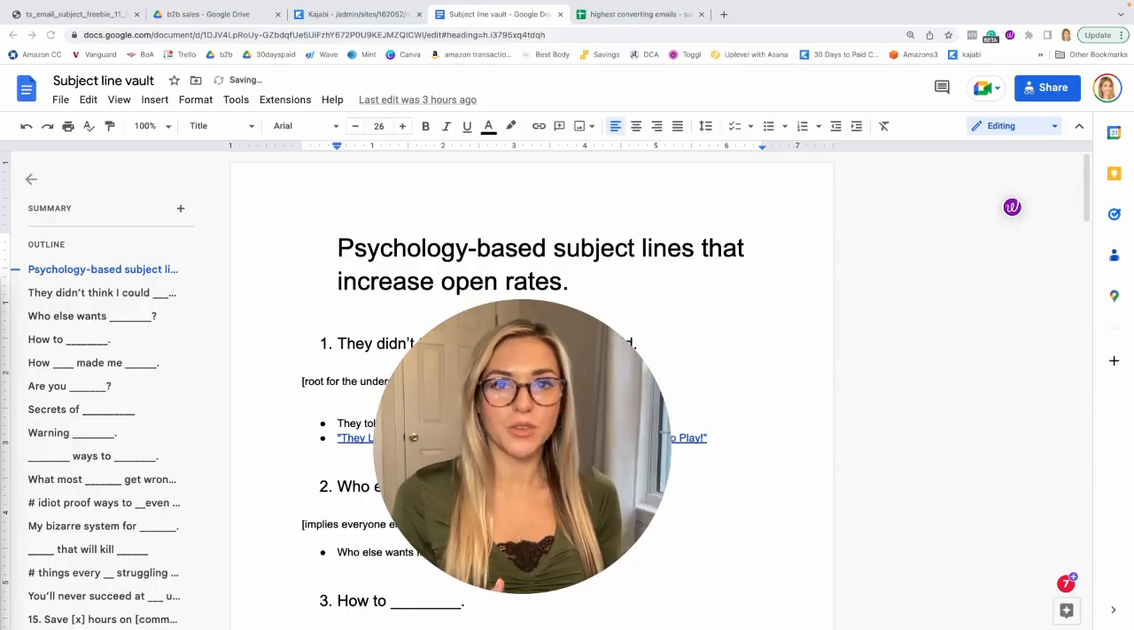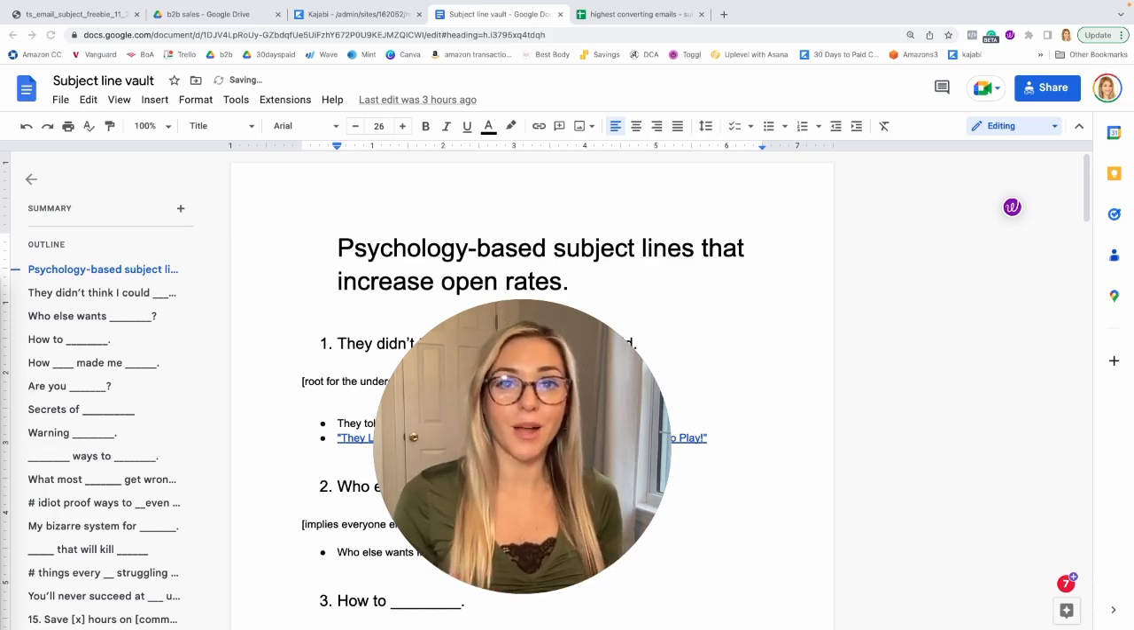Now I'm going to share with you my tip for becoming a better email copywriter and getting better results for my clients: strengthening that email copywriting muscle every day.